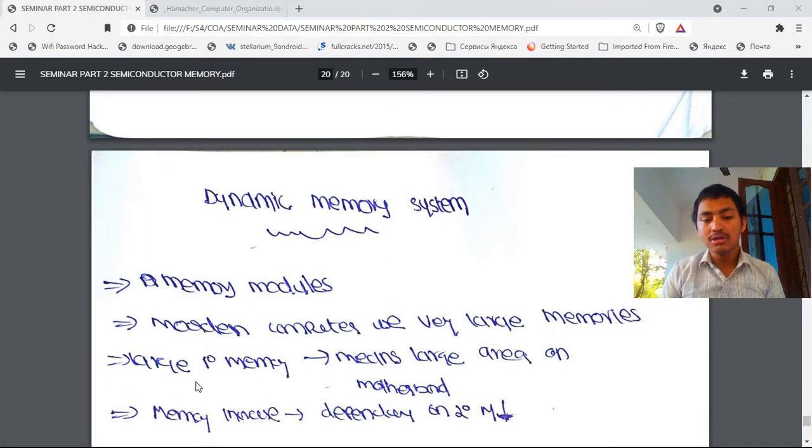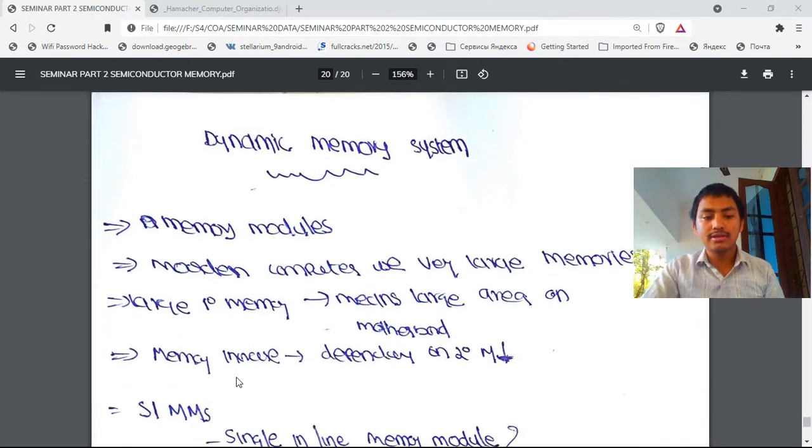So what happens is the motherboard will be so big. So what we do is we reduce the size as much as possible so that the motherboard will be maximally compact. So a larger primary memory means a larger area of memory is required, and to increase our memory, we have to depend on the secondary memory.